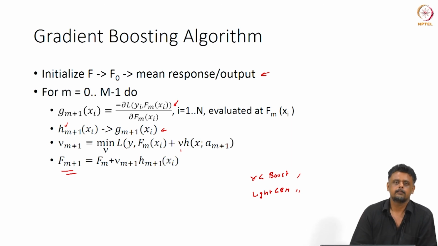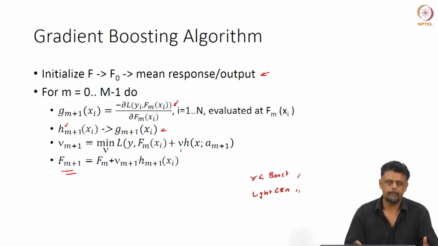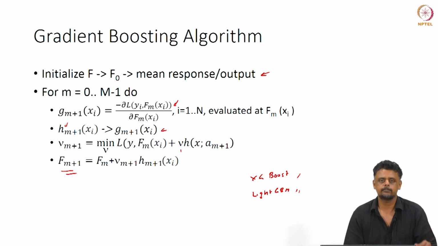You calculate the gradient of your loss function. You treat your predicted outputs as parameters in your loss function, and you are doing gradient descent to estimate those parameters, or your predicted outputs. That is the idea behind all gradient boosting algorithms. There is a fundamental idea behind all gradient boosting algorithms.